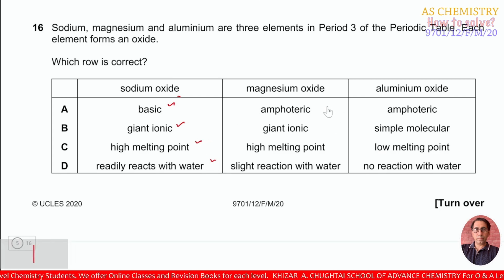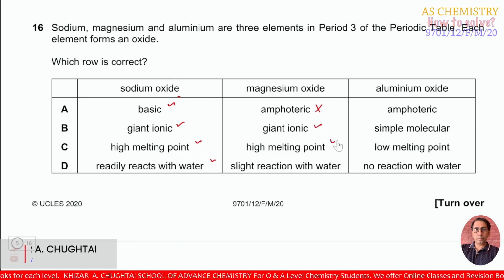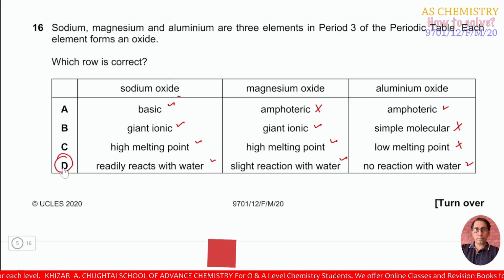Magnesium oxide. What about this one? Magnesium oxide is amphoteric? No, it's not amphoteric. It's a giant ionic structure. Yes, it has a high melting point. Yes, slight reaction with water. Yes, it is true. Aluminium oxide is amphoteric. Yes. Simple molecular structure? No, it's a giant ionic structure. Low melting point? No. No reaction with water? Yes. So the last row has all the correct options. So D is the correct option in this case.